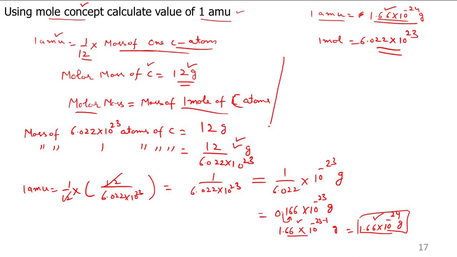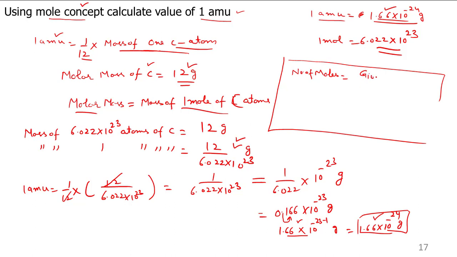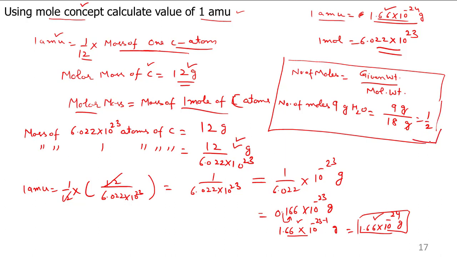So very important things that you need to remember is, if you have to calculate number of moles for a given weight, it is equal to given weight divided by molecular weight. It is very important relation. Like you have to calculate number of moles in 9 gram water. So it is equal to given weight, 9 gram, divided by its molecular weight, 18, so it is half. This corresponds to half mole.